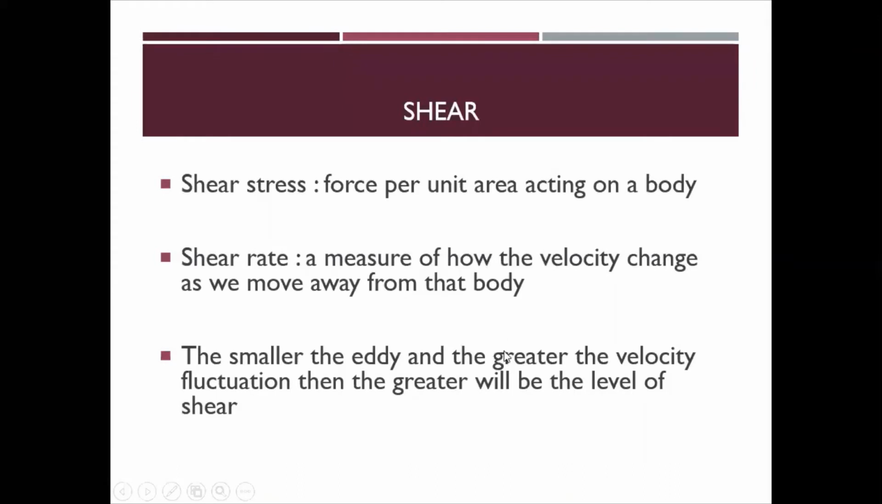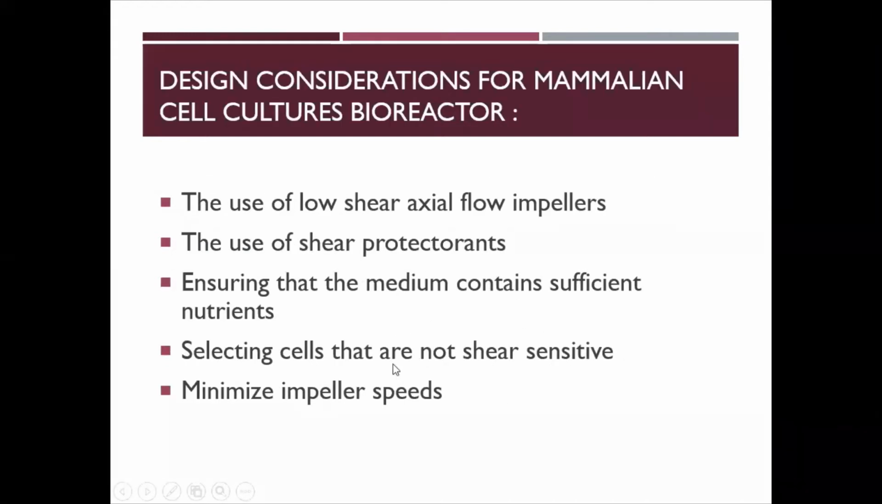Now why is the shear force coming? Because you're using this stirrer, so there will be a shear stress, that is the force per unit area acting on the body. So what will happen when this kind of force is there? There are chances that the mammalian cell can get denatured or disrupted. So what we do, we use low shear axial flow impellers, and we also use protectorants. These protectorants are going to protect the membrane integrity of your cell, so it will ensure that it is not going to get ruptured during the bioreactor study.